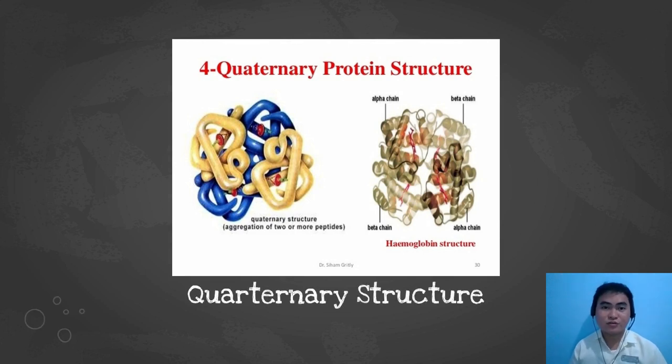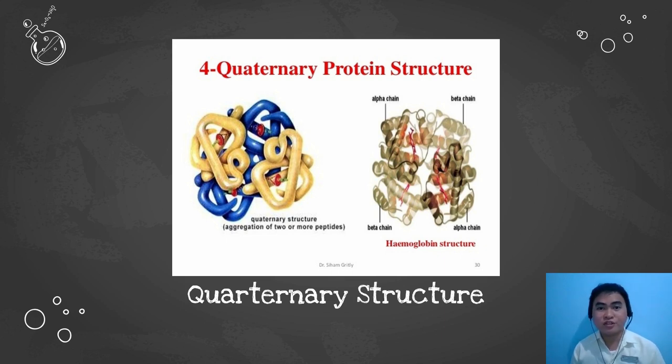The fourth structure is the quaternary structure. It occurs in proteins consisting of more than one polypeptide chain, where certain polypeptides aggregate to form one functional protein. Some proteins are made up of multiple polypeptide chains, also known as subunits. When these subunits come together, held with each other, they give the protein its quaternary structure.